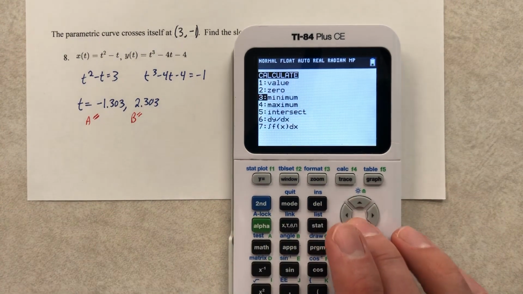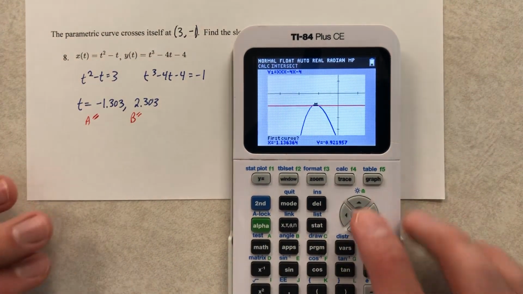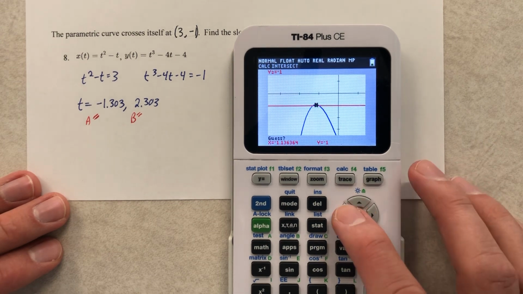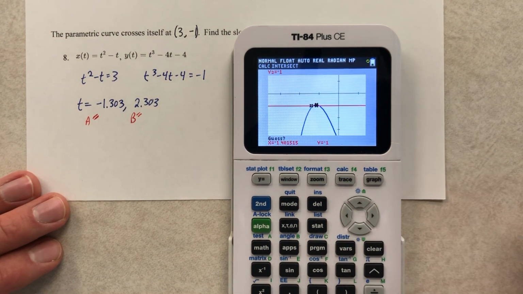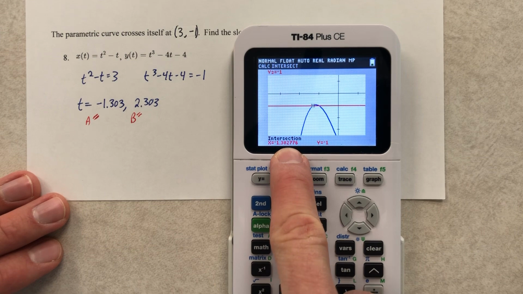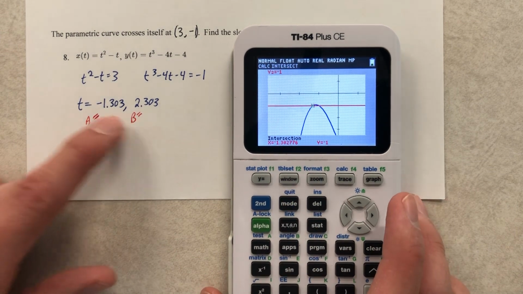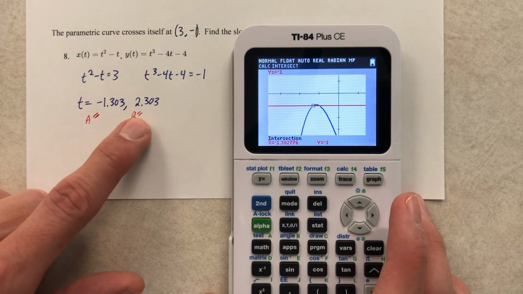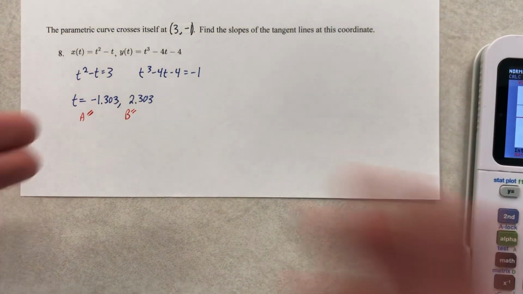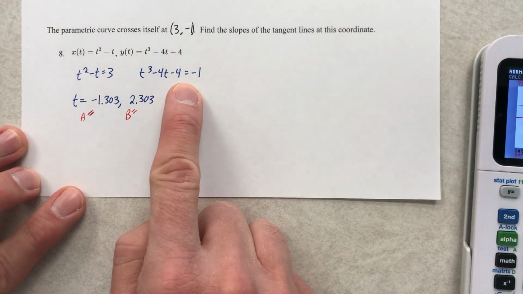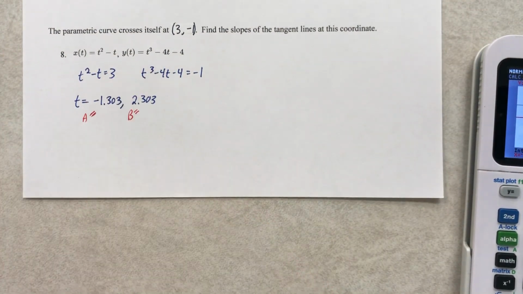But -1.303 does. First curve, second curve get closer to that actual point. -1.302776, that's it. These are our A value, our B value, which are the T values that satisfy both of these equations. There's an extra one here. Toss it out. Doesn't meet this one. All right. What was all that for?